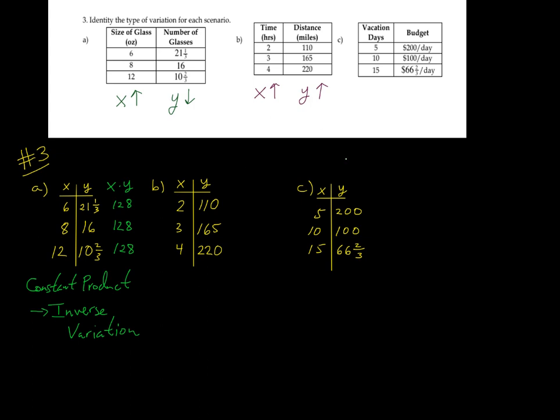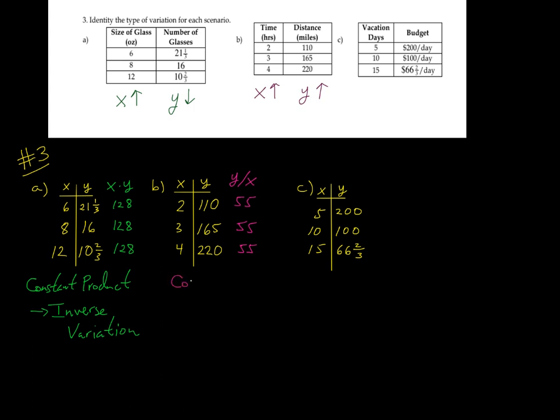So let's go ahead and check now the ratio of distance to time, y to x. And here I'll get 110 divided by 2, that's 55. 165 divided by 3, that's also 55. And finally 220 divided by 4, that is 55.